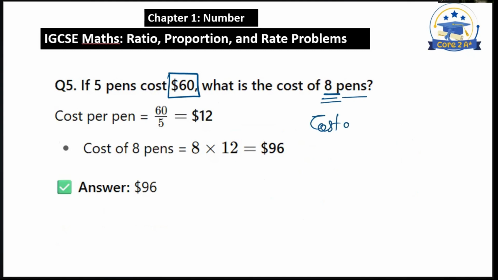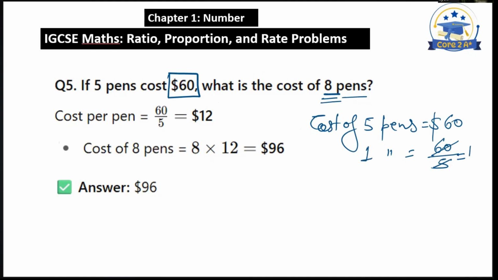How can we find the cost of 1 pen? Cost of 5 pens is equal to $60, right? So for 1 pen, what do we have to do? 60 divided by 5. How much is it? $12. So the cost of 1 pen is equal to 12. So obviously for 8 pens, we have to multiply by 8. $96. Okay. So this is the cost of 8 pens.